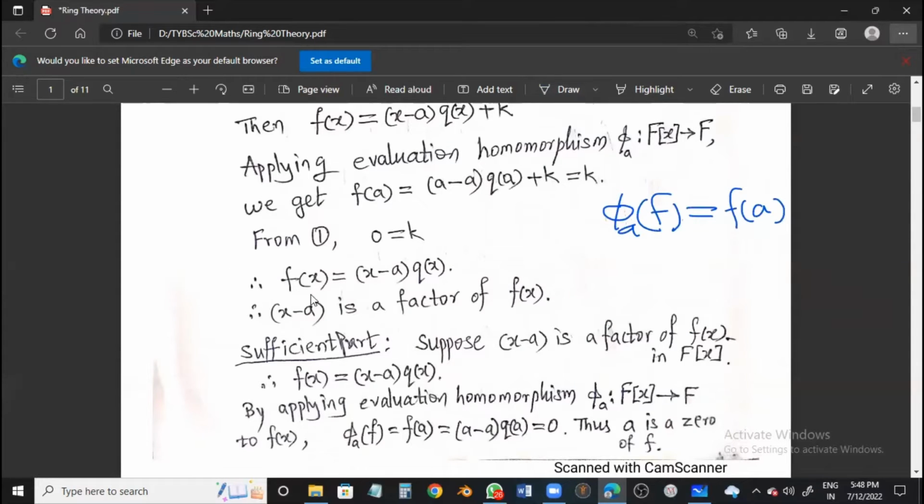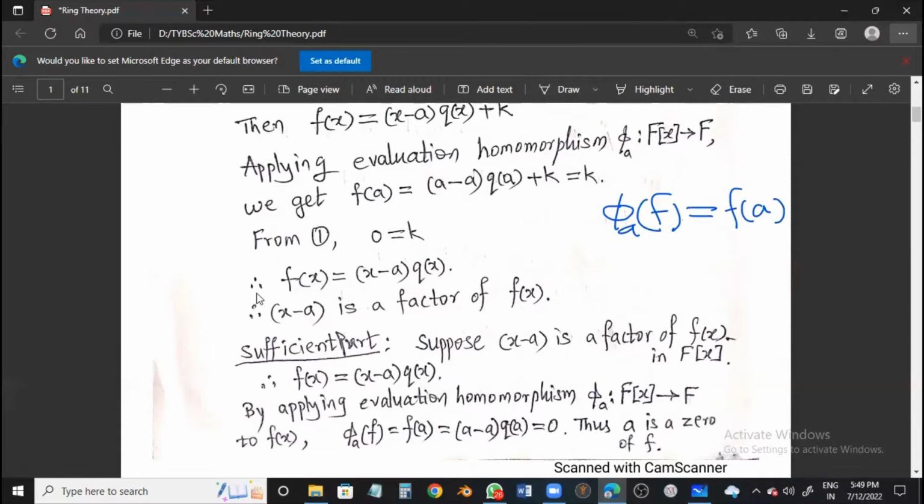So the statement now becomes f of x is equal to x minus a times q of x. It itself means that x minus a divides f of x. Means x minus a is a factor of f of x. I suppose you followed me.